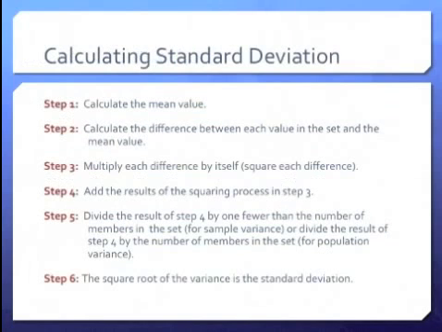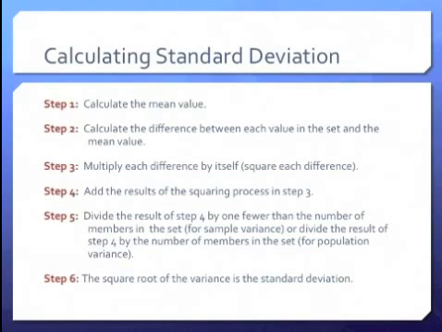Here are some steps for calculating the standard deviation of a set of numbers. Step 1. Calculate the mean. Step 2. Calculate the difference between each value in the set and the mean value. Step 3. Multiply each difference by itself. Square each difference. Step 4. Add the results of the squaring process in Step 3.